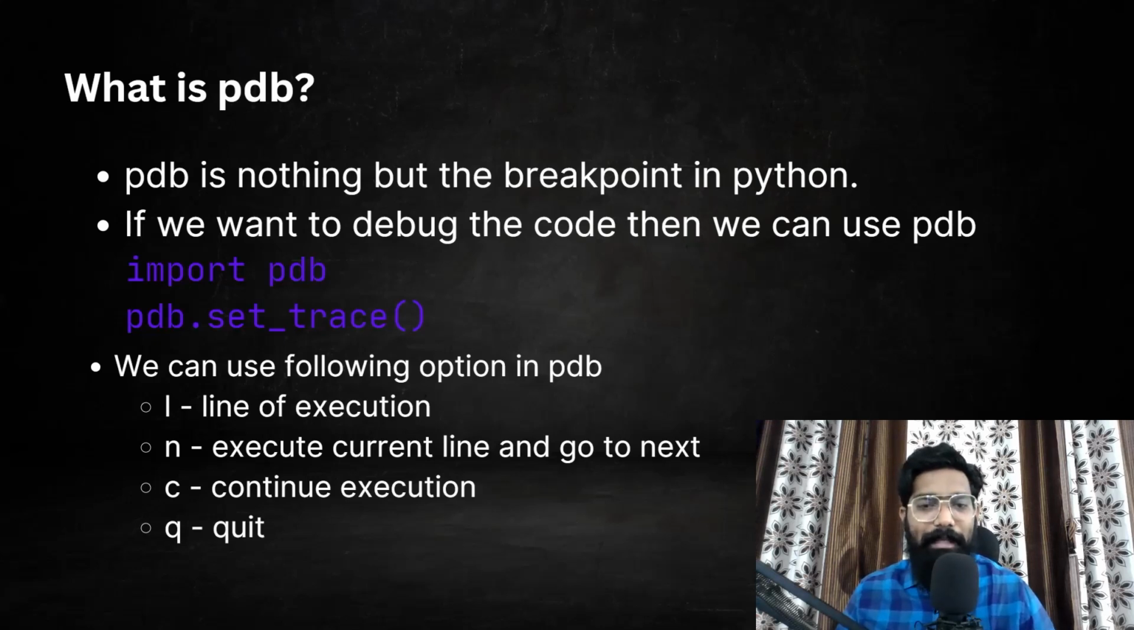To perform this activity, what we need to do is import pdb, pdb.set_trace. The set_trace method is responsible for adding the breakpoint. As soon as set_trace is executed, it is going to stop the program execution, and we can use the following 4 options which will help to analyze the code better. L is going to tell us on which line the current program is executing. N is going to jump to the next line. C is going to continue, and Q is going to exit from the breakpoint. So this is how we can use all these 4 options.